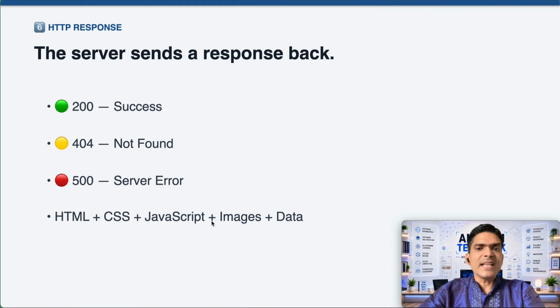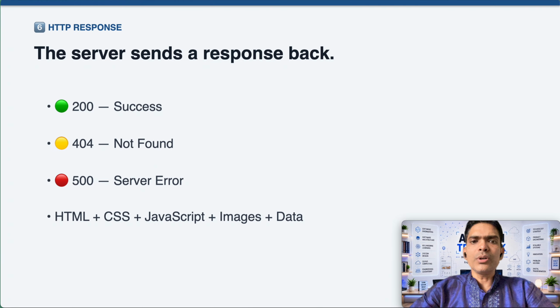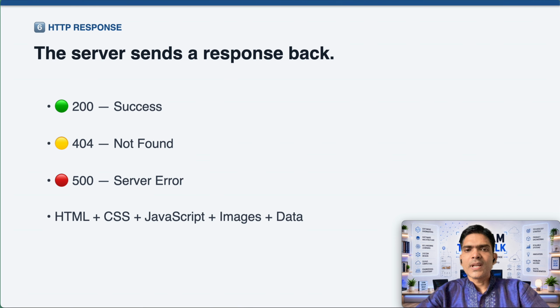So let's talk about the HTTP response. The server response contains a status code that tells us what happened. For example, 200 generally means the request was successful. A 404 means the requested resource was not found, and 500 indicates that something went wrong on the server. The response can also contain the actual content the browser needs, such as HTML, CSS, JavaScript, images, and other data. But receiving the response does not mean we are finished yet. The browser still has to turn all this information into the web page that we actually see.